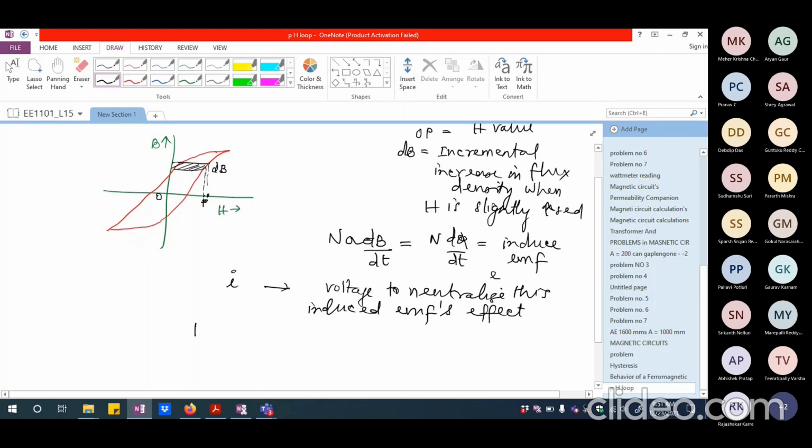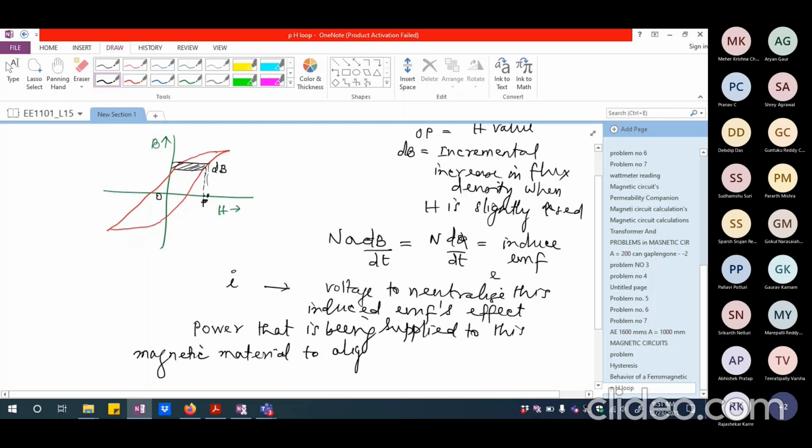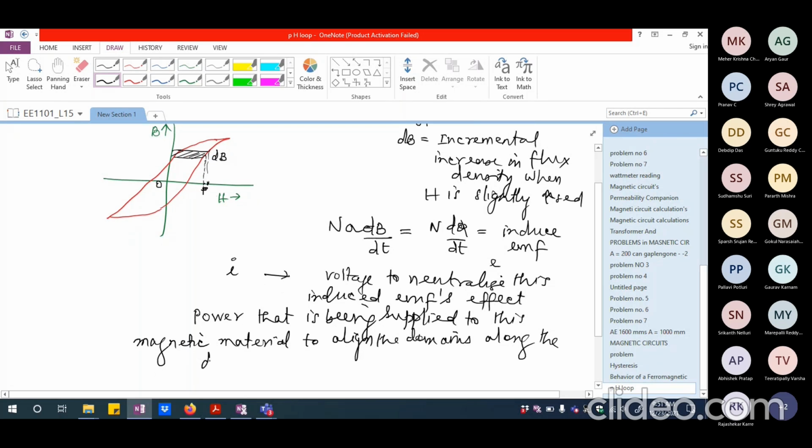So, if I say power that is being supplied to this magnetic material to align the domains along the extrinsic flux, along the direction of the extrinsic flux.